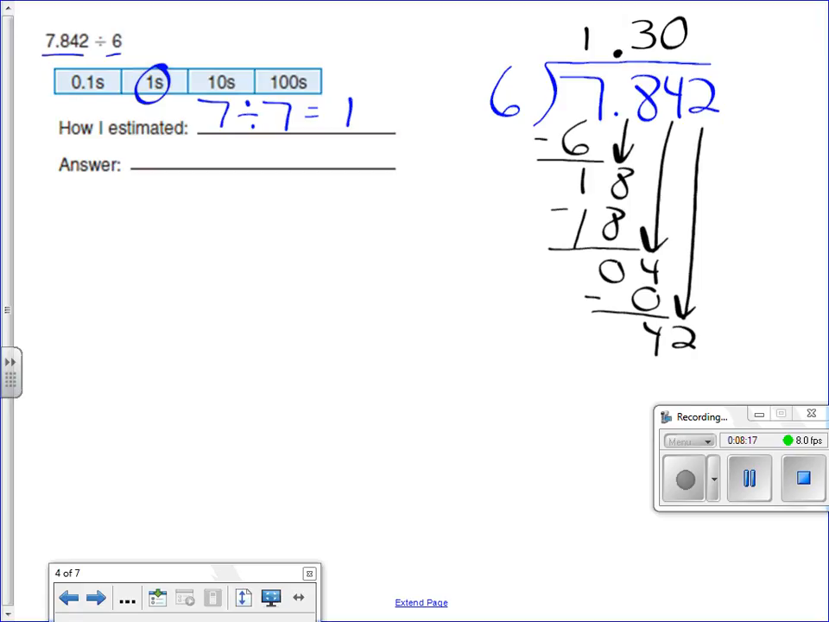How many times can 6 go into the number 42? 6 times 5 is 30. 6 times 6 is 36. 6 times 7, 42. Go ahead and put a 7 up here. 42. Subtract. 0. There's no other numbers to bring down. So there's my answer. 1 and 307 thousandths. It's very close to the number 1, so I know I did it correctly. If I wouldn't have put this decimal right here, I would have been reading this number as 1,307, which is completely off from 1 and 307 thousandths.